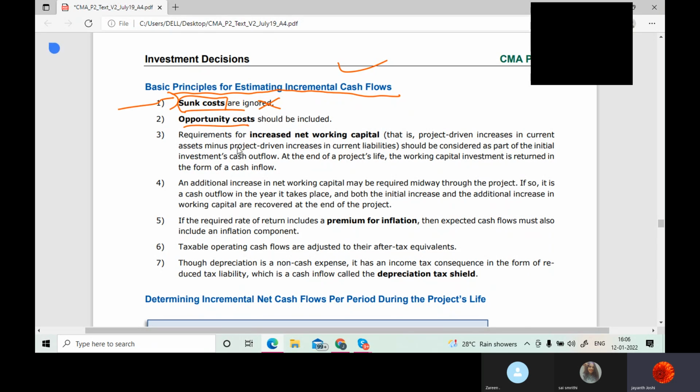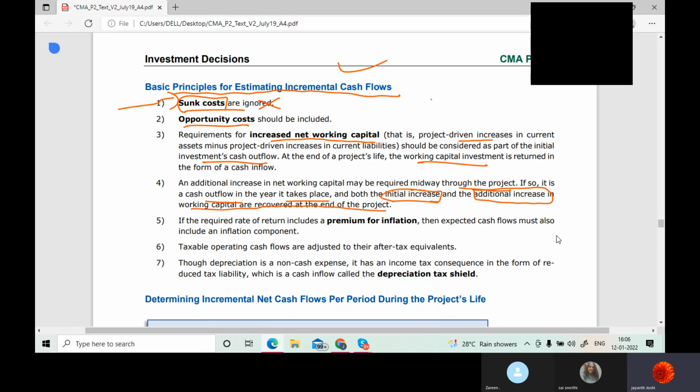Opportunity cost. Requirements for increased net working capital, that is, project-driven increases in net current assets. That means if the working capital is increasing because you require more current assets and fewer current liabilities, it should be considered part of the initial investment cash outflow. That is done in the initial stages, and working capital is always to be recovered at the end of the project. Additional increase in working capital may be required midway through the project sometimes. If so, it is a cash outflow in the year it takes place, and both the initial increase and the additional increase are supposed to be recovered at the end of the project. That is understood.